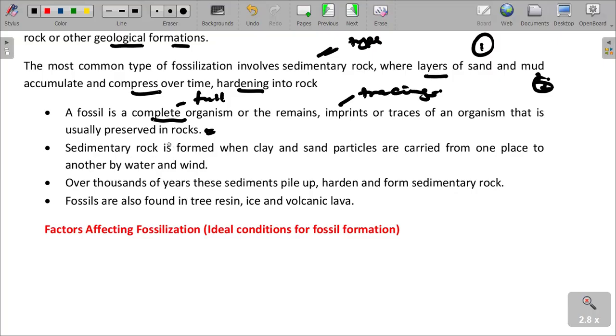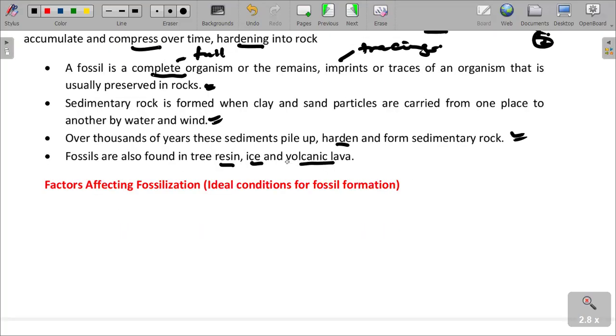Sedimentary rock is formed when clay and sand particles are carried from one place to another by water, mud and wind. Over thousands of years, these sediments pile up, harden, and form sedimentary rocks. Fossils are also found in trees, tree resin, ice, and volcanic lava. Where volcanoes have occurred, organisms that might have been buried millions of years ago can also be exposed.